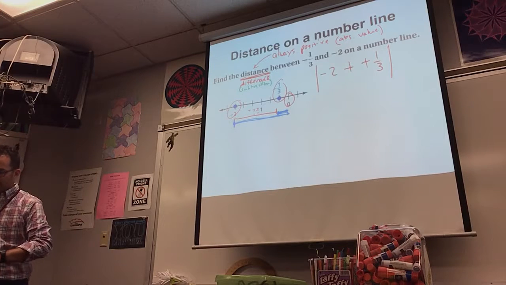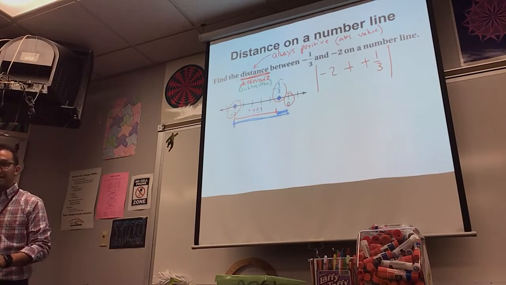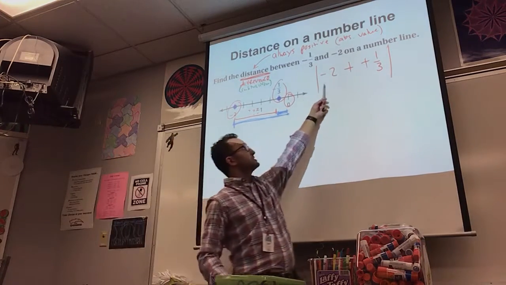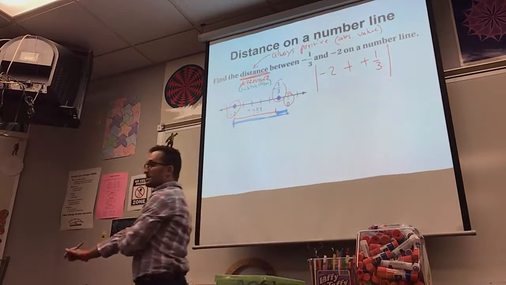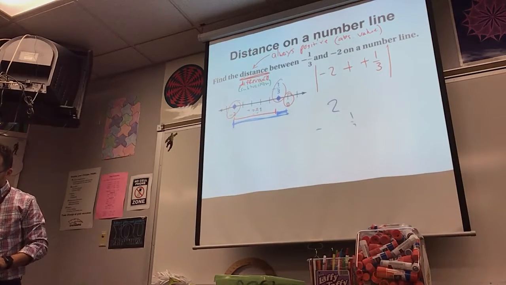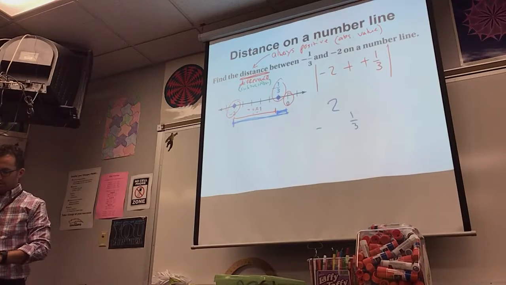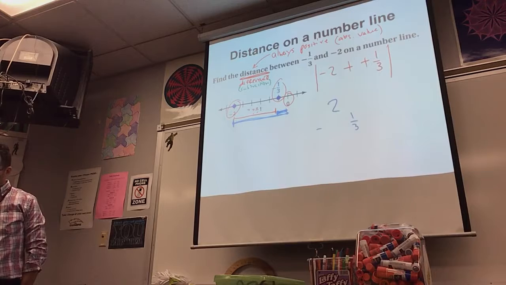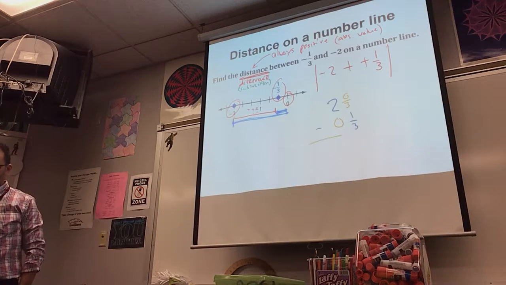Okay, so 2 minus -1/3 is the same thing as -2 plus 1/3. Same sign, add. Different signs, subtract. So let's subtract. The bigger one's going to go on top. So 2 minus 1/3. I have a couple of placeholder zeros I need to put in, don't I? 0/3 and 0, right?